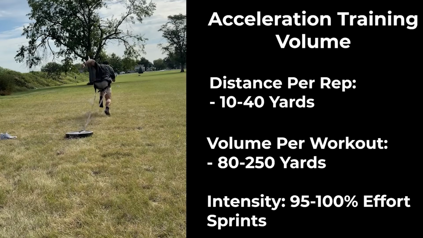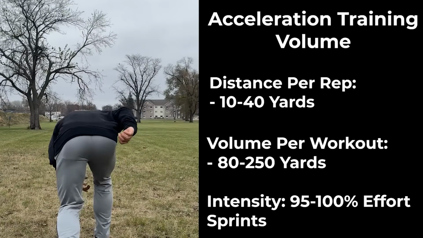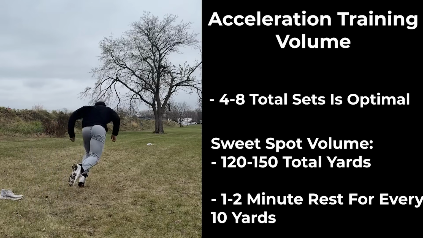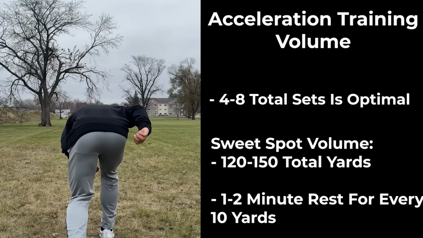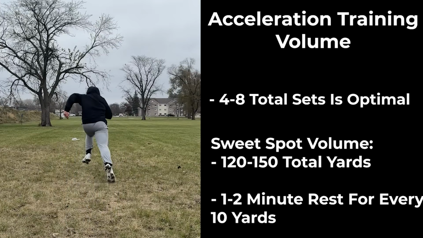These acceleration sprints are going to consist of shorter sprint distances, but higher overall volumes per session. This will be anywhere from 10 to 40 yards of max effort or timed sprinting, and a total session volume of 80 to 250 yards of max effort sprints. As a general rule of thumb, you usually never want to go much past 8 to 10 max effort reps. And the sweet spot for volume, in my opinion, is around 120 to 150 yards of total sprinting.